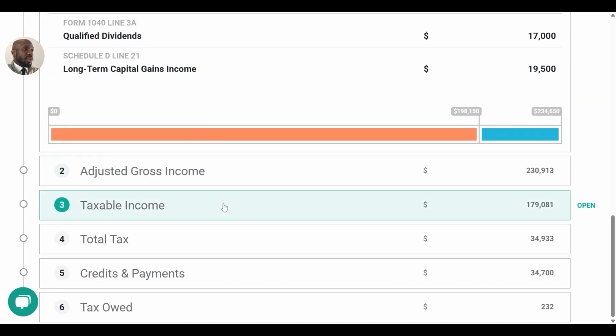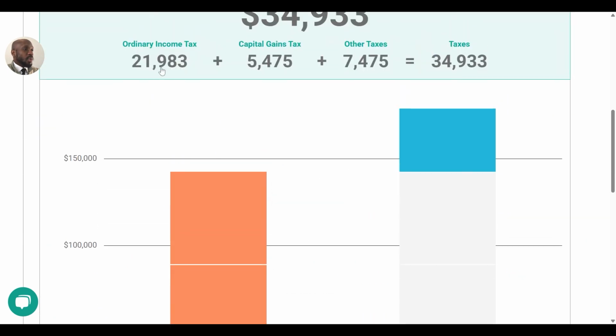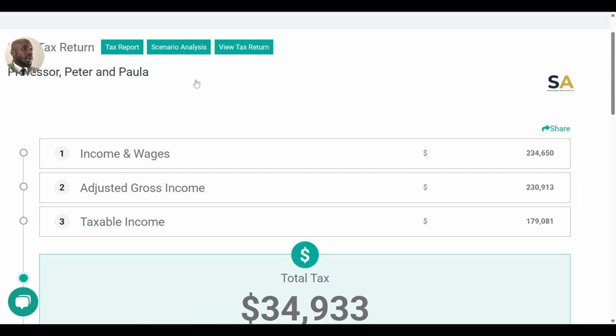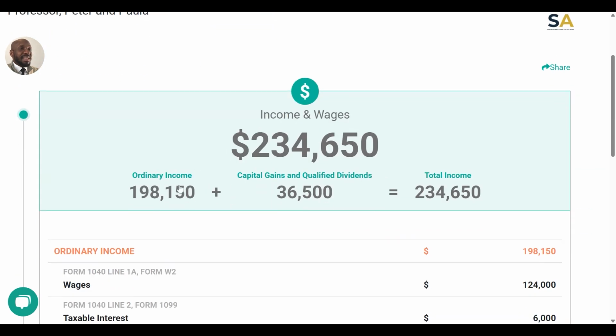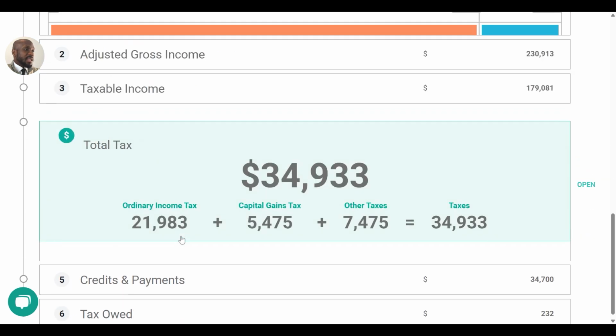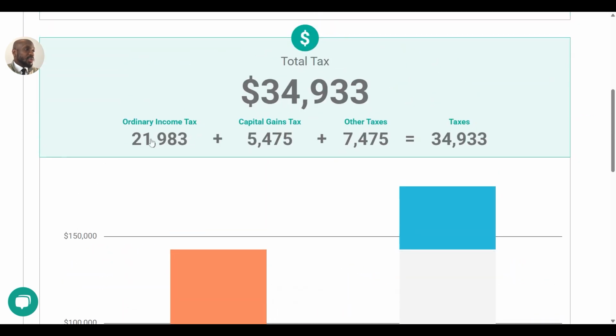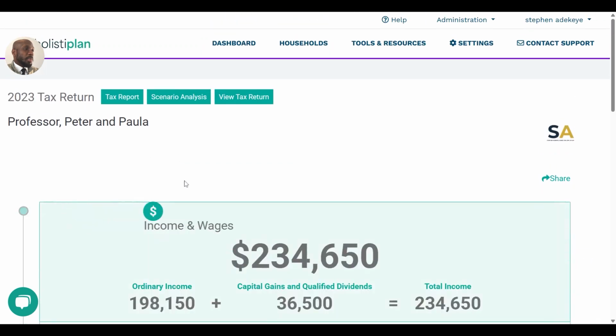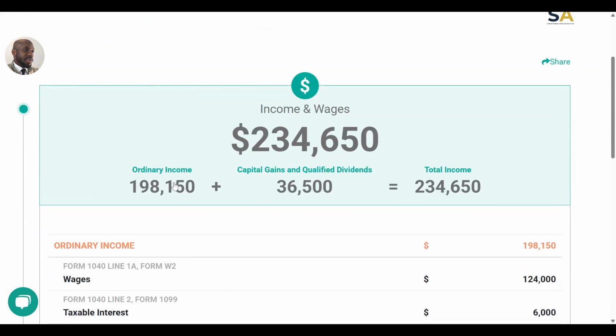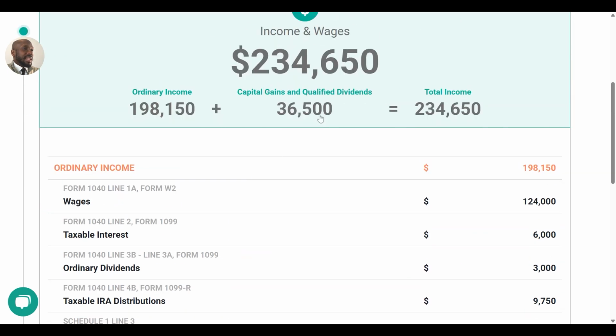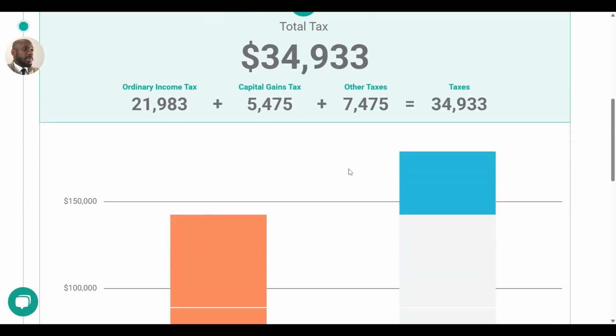So if you go back to their total tax, they are paying about $21,983 on about $198,150, pardon me, of income, right? That's what's happening here. So their total ordinary income tax of let's call it $22,000, they're paying that on ordinary income of about $198,000. On $36,500 of capital gains and qualified dividends, they are paying $5,475, right? So that's what the total capital gains tax is.